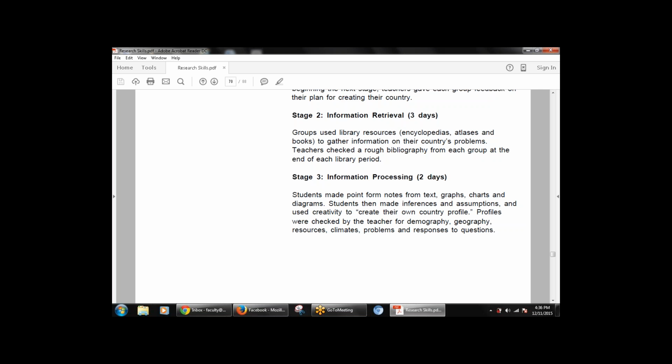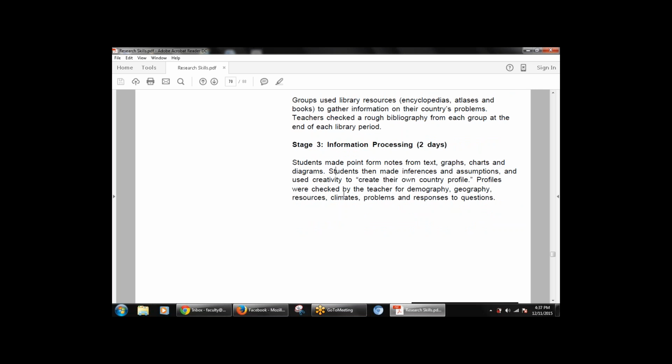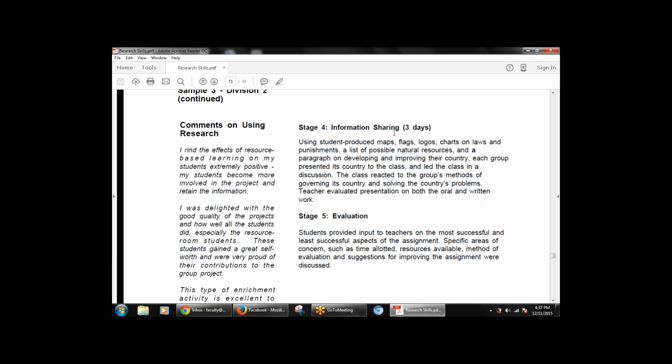And the students then made inferences and assumptions. That is how they maintain the inferences and assumptions, and use creativity to create their own country profile. That is information processing, and that profile was checked by the teacher for demography, geography, resources, climate, problems, and responses to the questions. So they are getting the planning, and the information processing for these problems. Then next is information sharing.